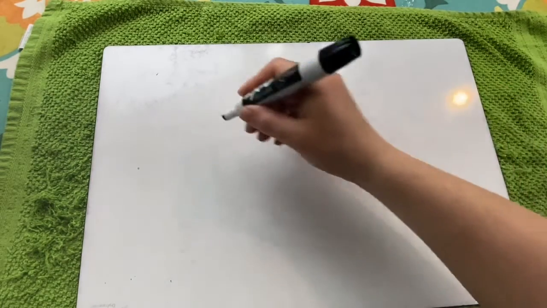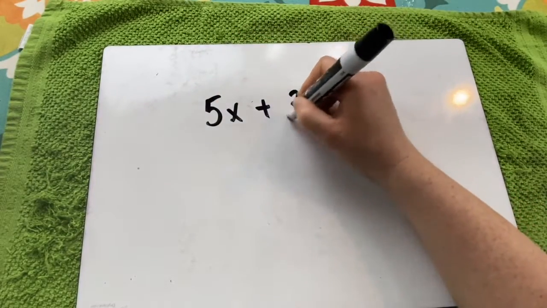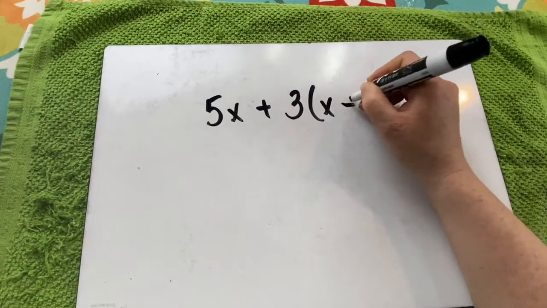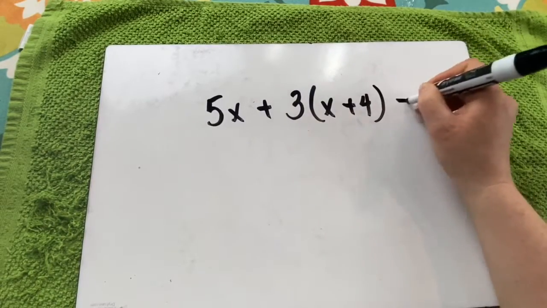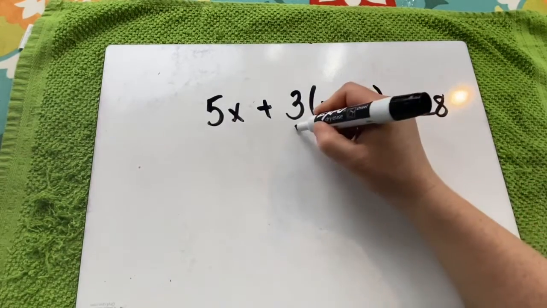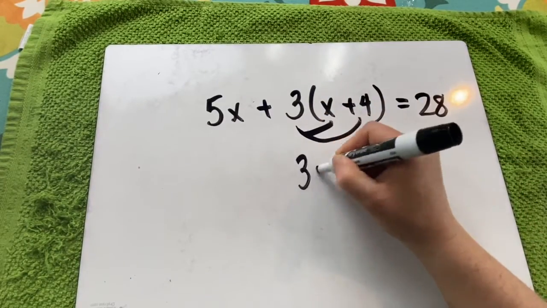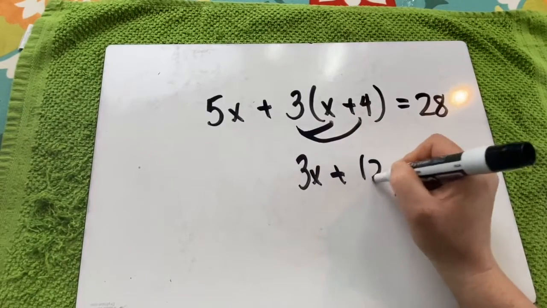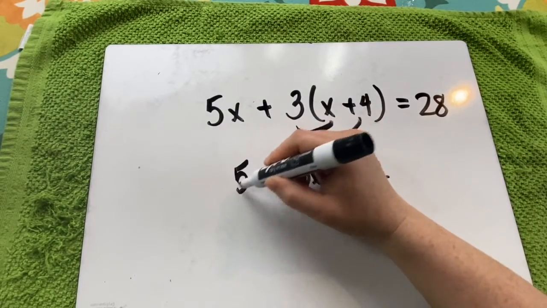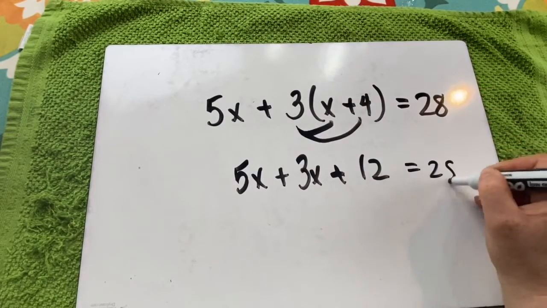Okay, this one. 5x plus 3 times x plus 4 equals 28. Okay, so step 1, distribute that 3 so we know what we're dealing with. So we have 3x plus 12, 5x. Now this looks just like the one we just did, equals 28.